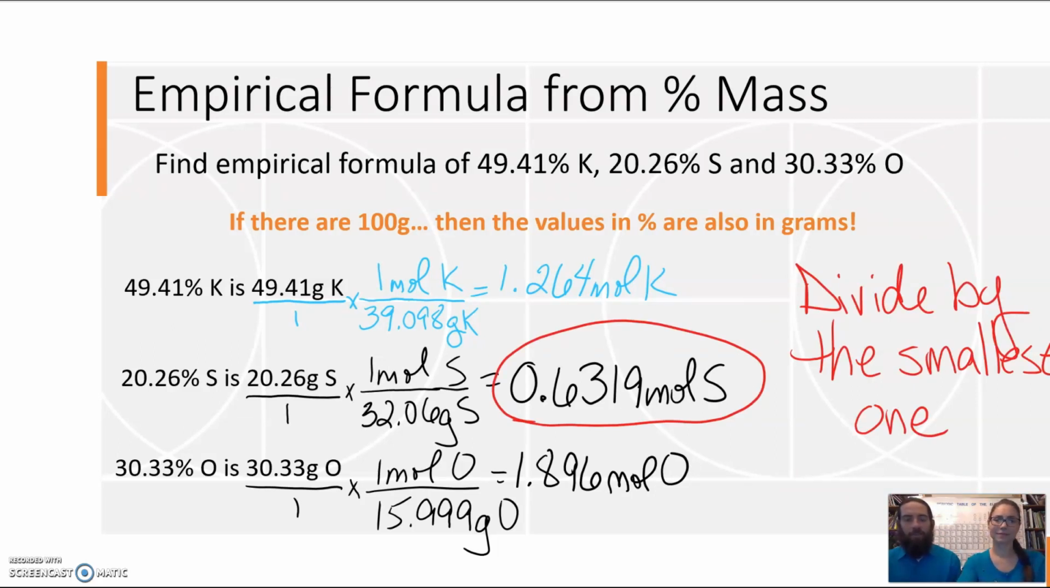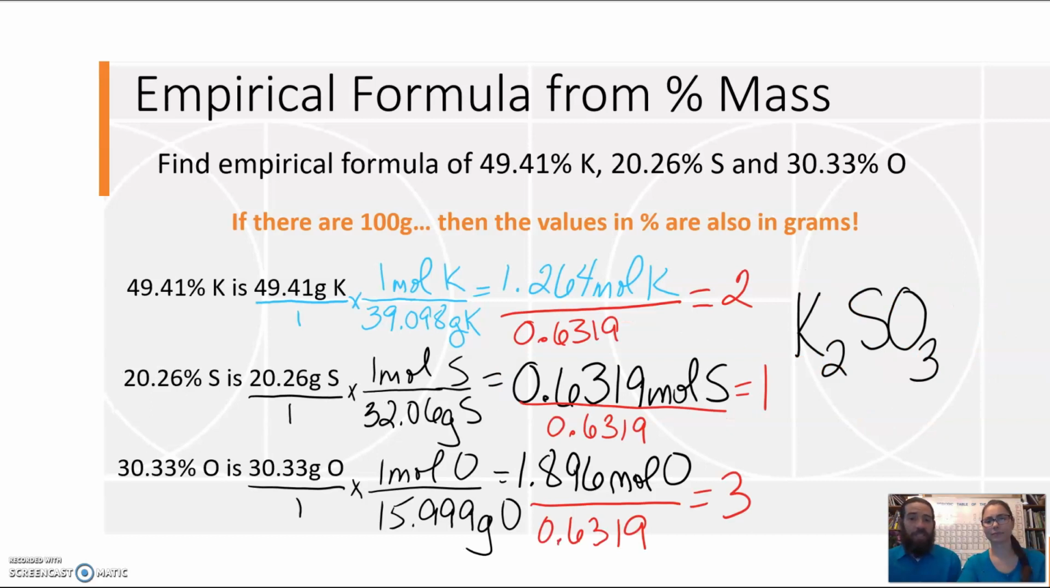So what we do is we take the smallest one and we divide everyone by that smallest number. So since we're dividing everything by the same number, it's okay. It's going to be the same ratio. So if we divide 0.6319 by 0.6319, we get 1. So we've got a whole number there. And in this case, the others happen to be whole numbers as well.